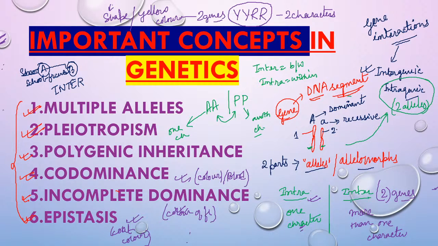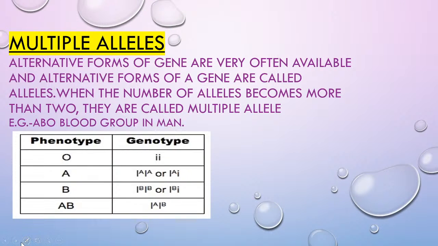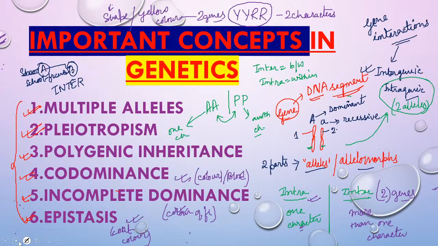So these are multiple allelism, pleiotropism, and polygenic inheritance. So what we got to learn is that multiple allelism, pleiotropism, and polygenic inheritance are the intergenic gene interactions, whereas codominance, incomplete dominance, and epistasis are the intragenic gene interactions. Is it clear, guys? What is intragenic? What is intergenic?